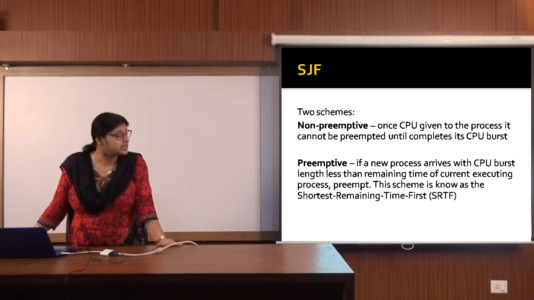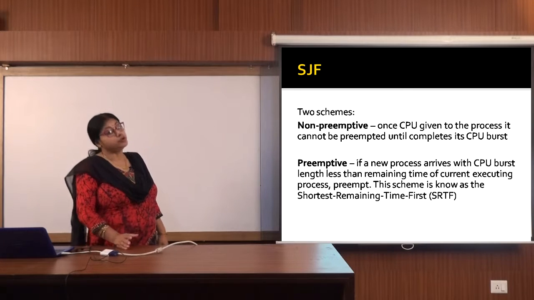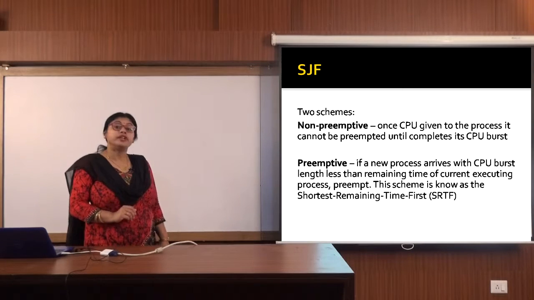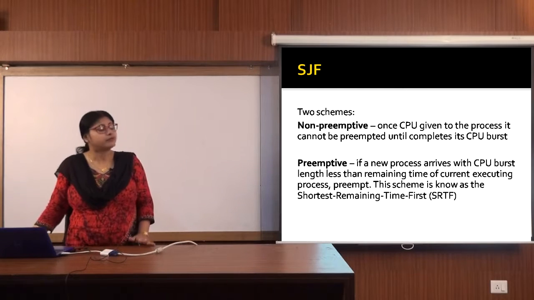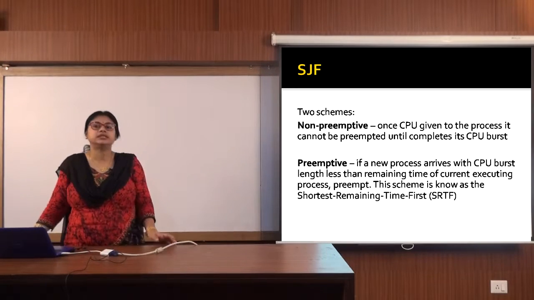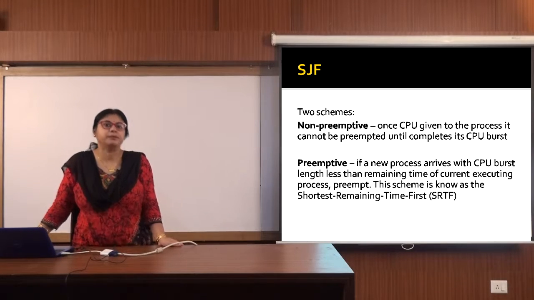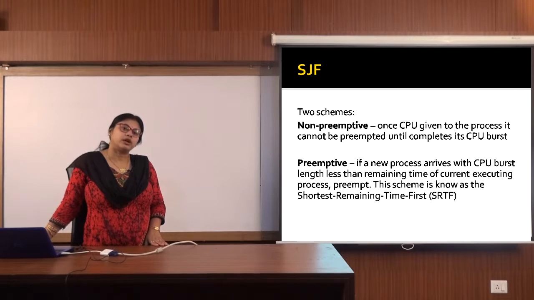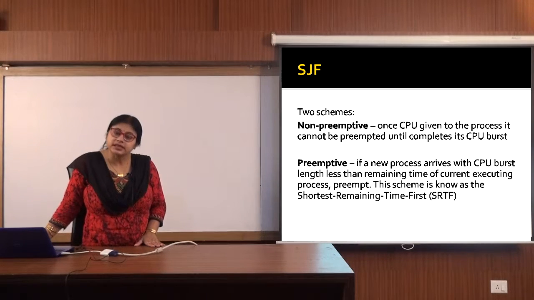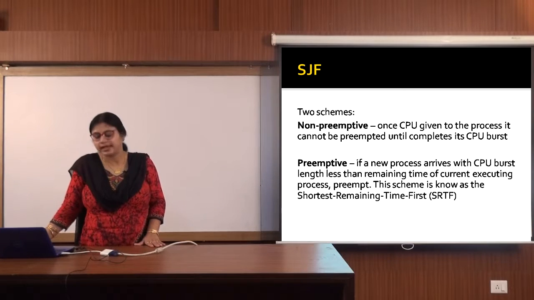Once the process gets the CPU, it will come out of the CPU only after it finishes its task. But what happens in the preemptive type of scheduling algorithm? If a new process arrives with a CPU burst length less than the remaining time of the currently running process, then that currently running process is preempted. This scheme is also known as the shortest remaining time first algorithm, or SRTF scheduling algorithm.